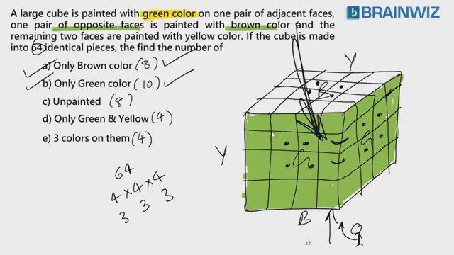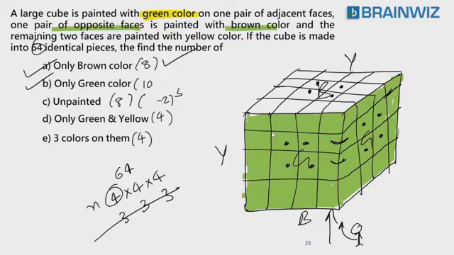Unpainted are inside. Can you see them? No, I can't see them. Then who will help you? Formula. N minus 2 whole cube. N value is what? Not cuts. N value is pieces. 4 minus 2 whole cube, that is 8. Are you understanding, everybody? Yes or no?